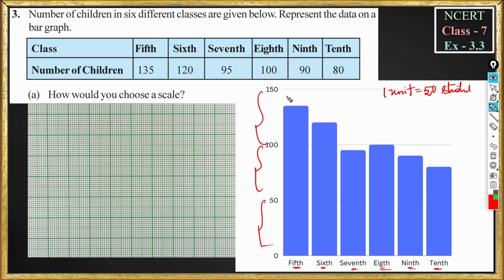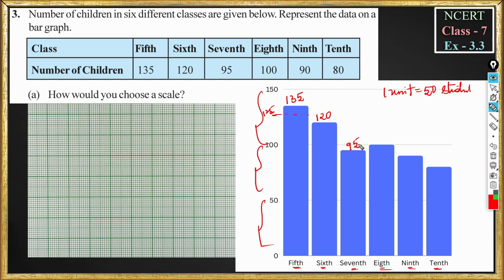In 5th class we have 135. So 135 is more than 100, less than 150. So half of 150 and 100 is 125. So 135 is slightly more than 125. Similarly, 6th class is 120. So 120 is less than 125. And 7th is 95. 95 is slightly less than 100.